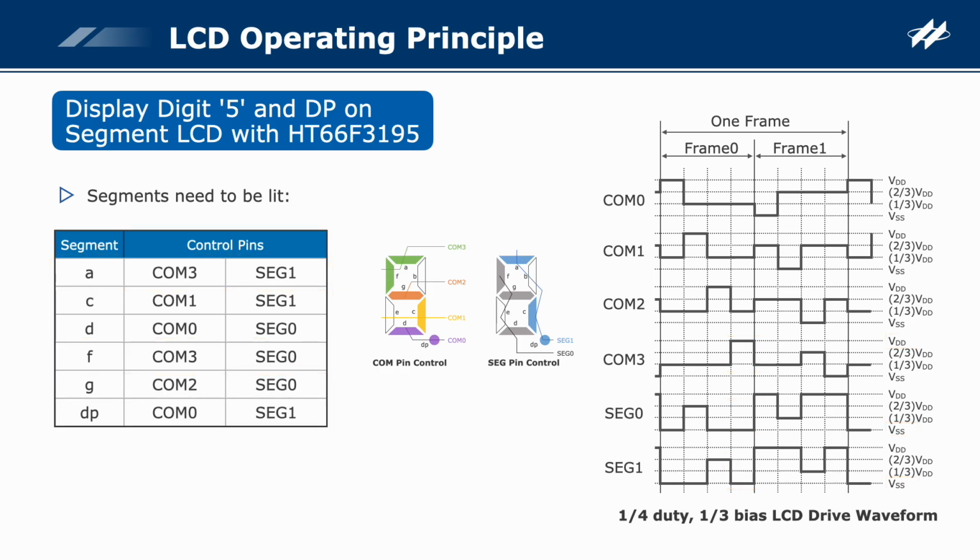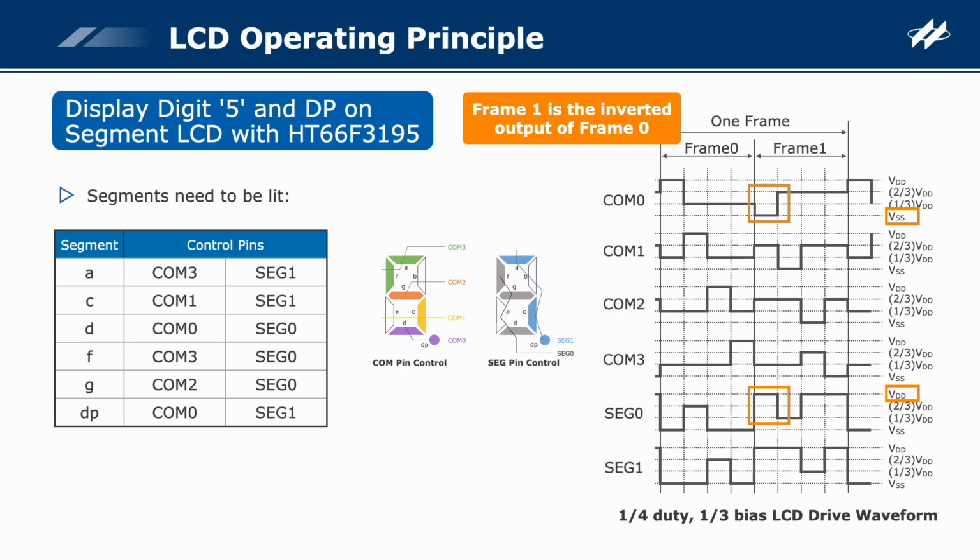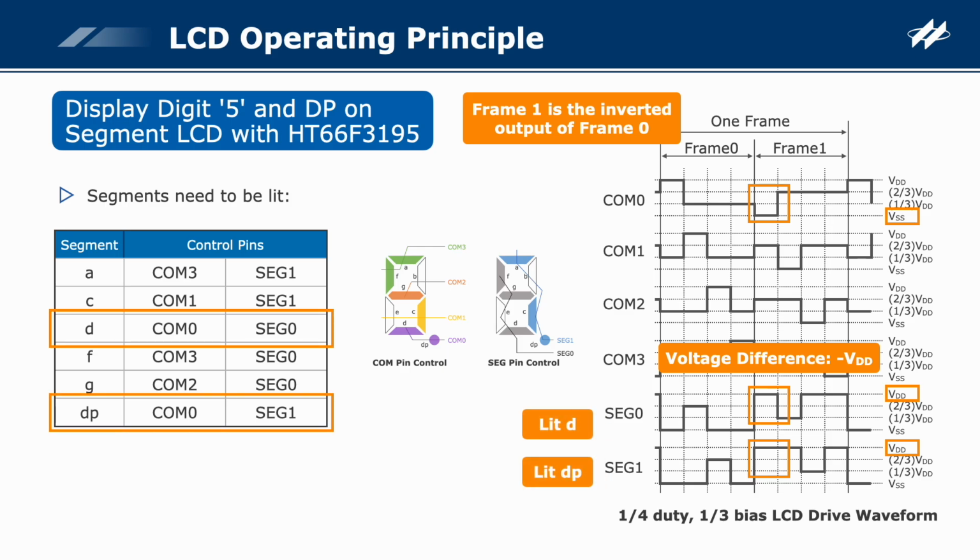Now let's look at frame 1. Essentially, frame 1 is the inverted output of frame 0. Why do we say that? Let's look at the first time period of frame 1. COM 0 is selected, but unlike in frame 0, it now outputs VSS, while SEG 0 and SEG 1 output VDD. The voltage difference between COM 0 and both SEG 0 and SEG 1 is negative VDD, which is exactly the opposite of frame 0. Despite this polarity reversal, the segments D and DP are still illuminated.